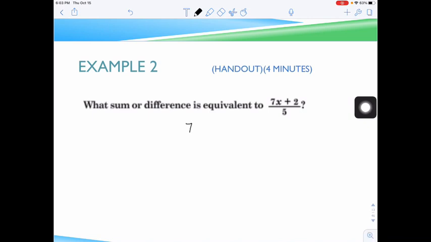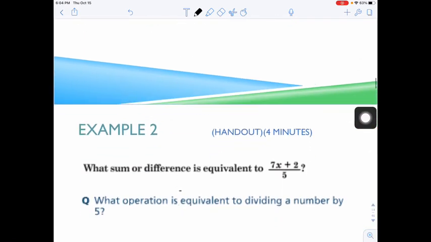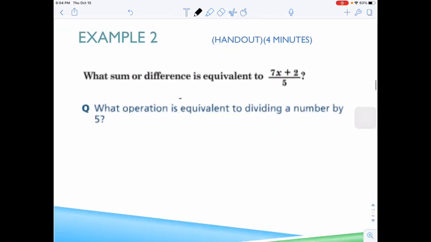That gives us 7x over 5 plus 2 over 5. Then you want to check, can I simplify either of these? So 7 over 5 cannot be simplified, and 2 over 5 cannot be simplified. So you are actually done just by separating it. Now, the book does it a little different.